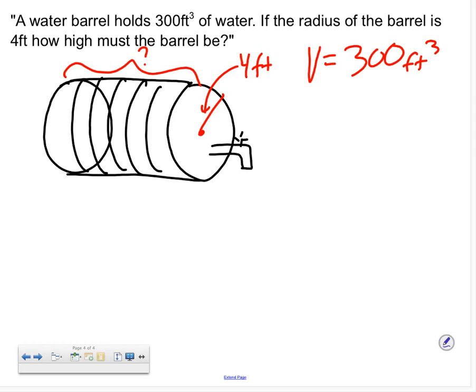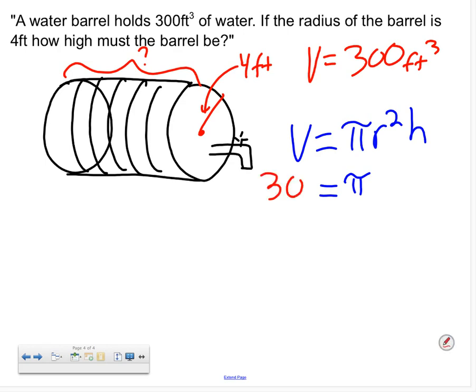Very simple formula. Volume equals pi r squared h. And I'm going to plug in the numbers that I know for the variables that they represent. So I'll leave pi as pi because I don't know what pi is. Well, actually, I do know what pi is, but it's not a variable, so it's kind of like a number, so I'll leave that there. I'm going to replace the V with the 300 because I know that my volume is 300. It told me in the problem. Volume is 300 cubic feet, so I'm going to replace my V with 300.